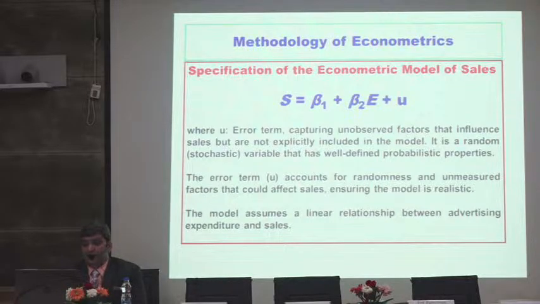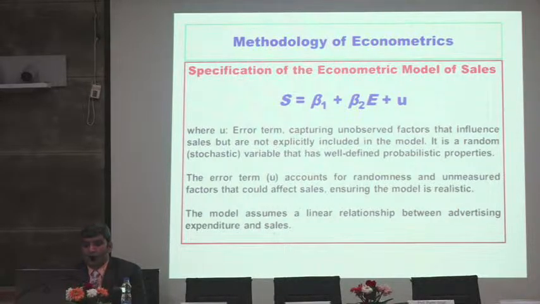It captures the unobserved factors that influence sale but are not explicitly included in the model. It is a random variable that has well-defined probabilistic properties. The error term U accounts for randomness and unmeasured factors that could affect sale, ensuring the model is realistic. Previously, we discussed the exact model, and now we are saying the realistic model, which represents the real world. In the real world, business is inexact rather than exact.